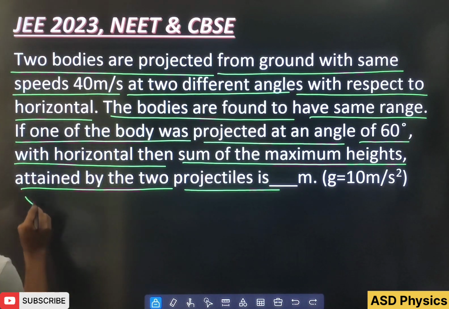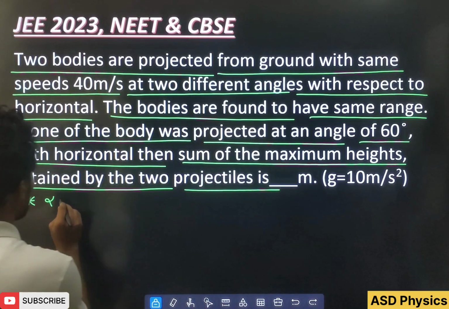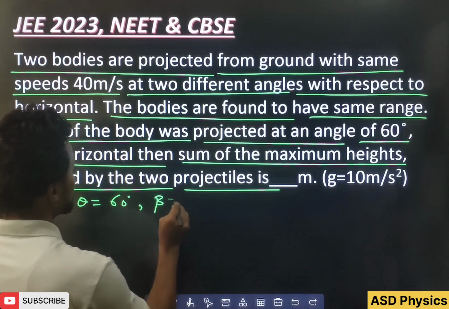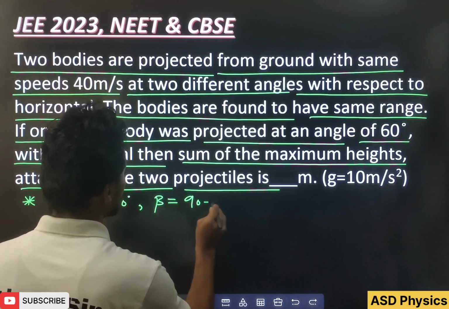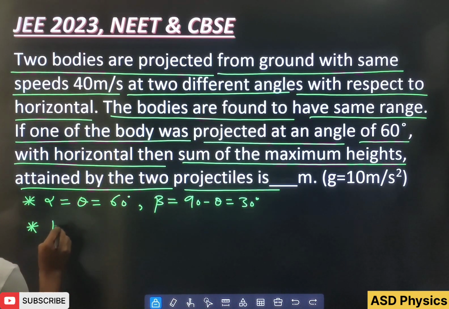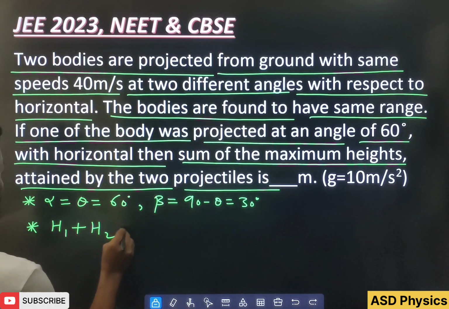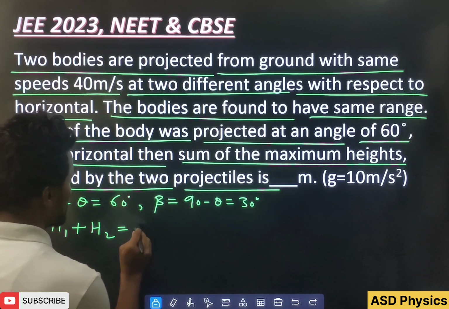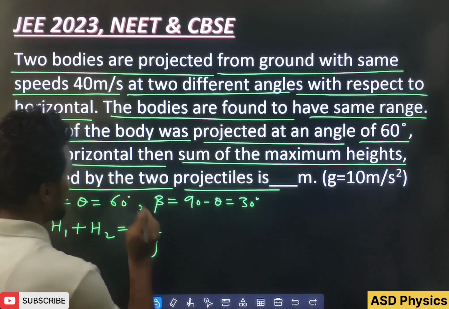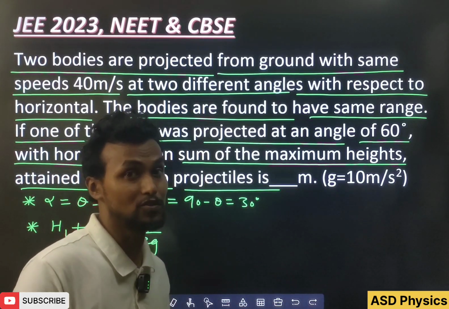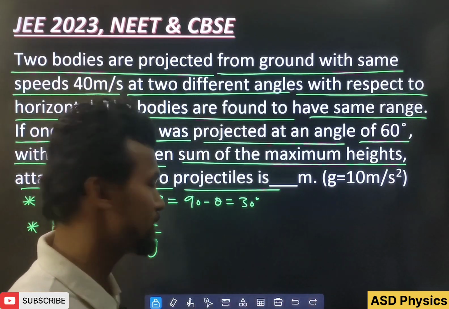Okay. So for the same range, as you know very well, the first angle, as I have told you, alpha equal to theta only, and 60 degree is given here. The second angle will be 90 minus theta, which should be 30 degree, but speed should be same. Next, remember that in this situation the sum of maximum heights h1 plus h2, as I taught you in the last video, is u square sin square theta by 2g plus u square cos square theta by 2g. Then this will become u square by 2g. Last video we have covered, no problem.